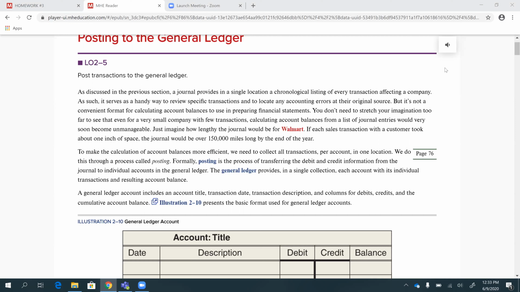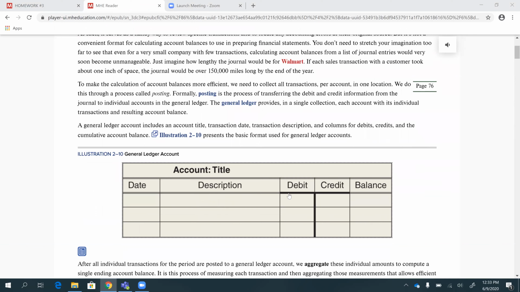Once we record a transaction, we want to post the debits and credits into the individual accounts in the general ledger. The general ledger provides in a single place each account with its individual transactions and account balance. The general ledger account includes the account title, transaction date, transaction description, and columns for debits, credits, and the account balance. So we see here an example of the general ledger account.